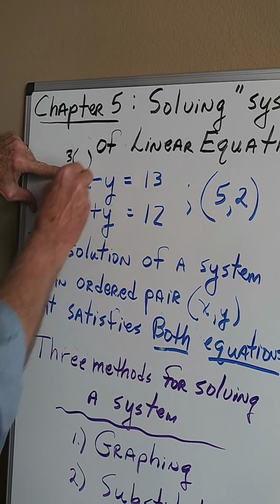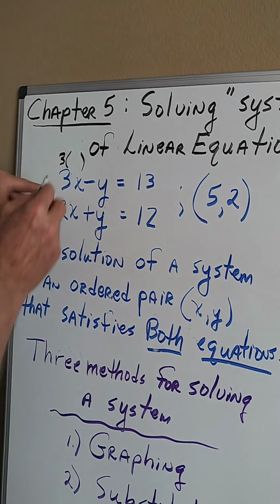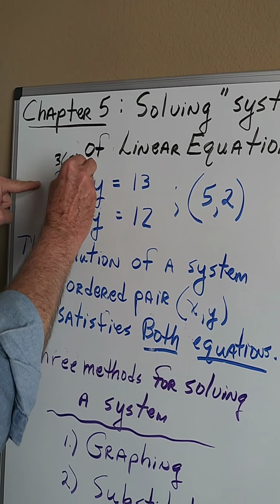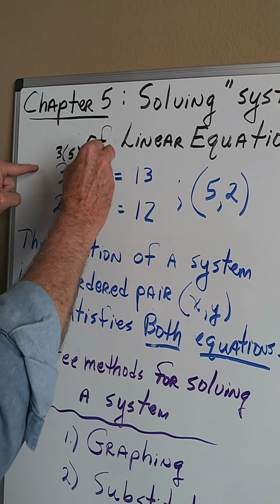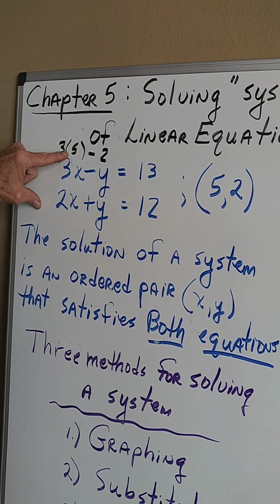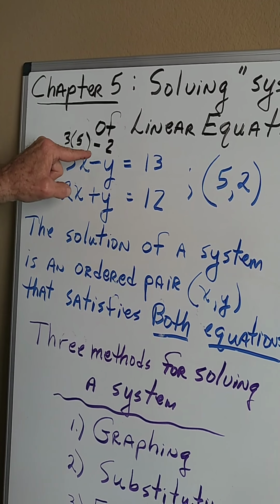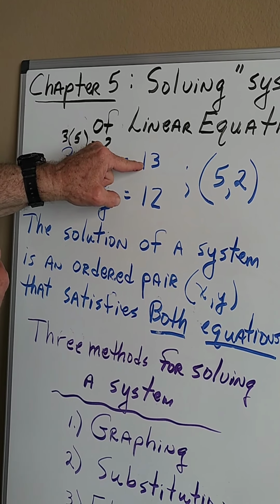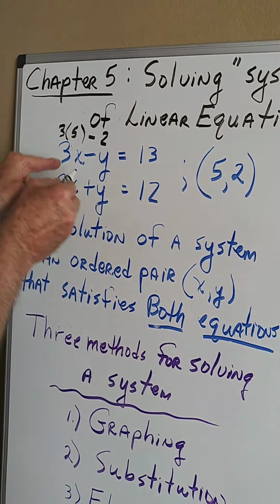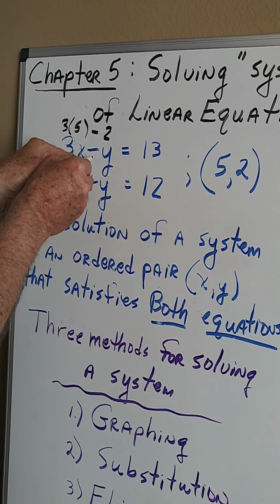3 times the value of x, which is 5, then minus the value of y, which is 2. 15 minus 2 is 13. 13 equals 13. 5, 2 satisfies the first equation.